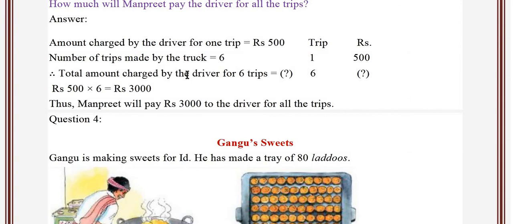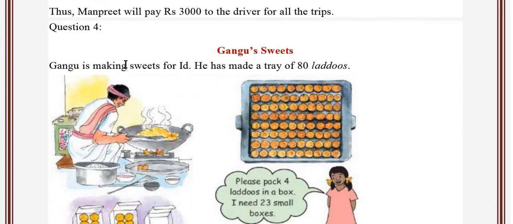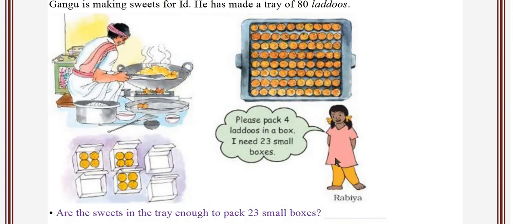Now, question number 4. Gangu's sweets. Gangu is making sweets for Eid. He has made a tray of 80 laddus. See here, one tray is given. In one line there are 1, 2, 3, 4, 5, 6, 7, 8, 9 and 10 laddus. And 8 rows are there: 1, 2, 3, 4, 5, 6, 7, 8. 8 lines are there and here 10. 10 eights are 80 laddus.